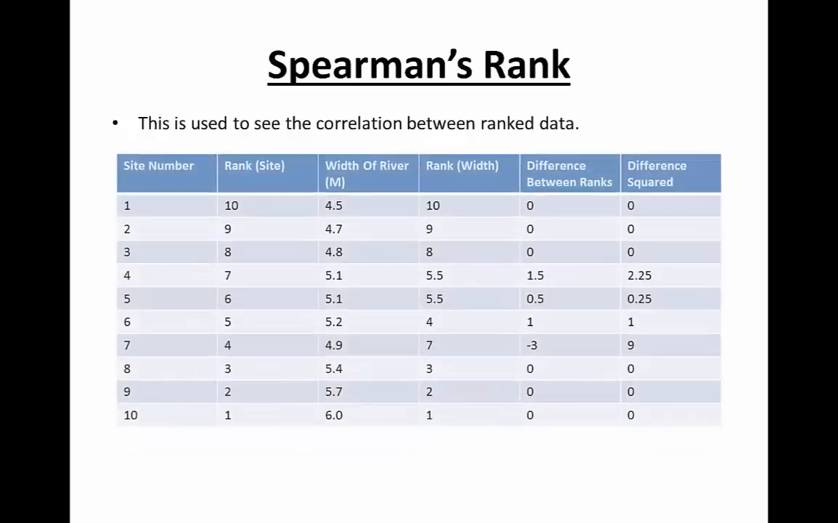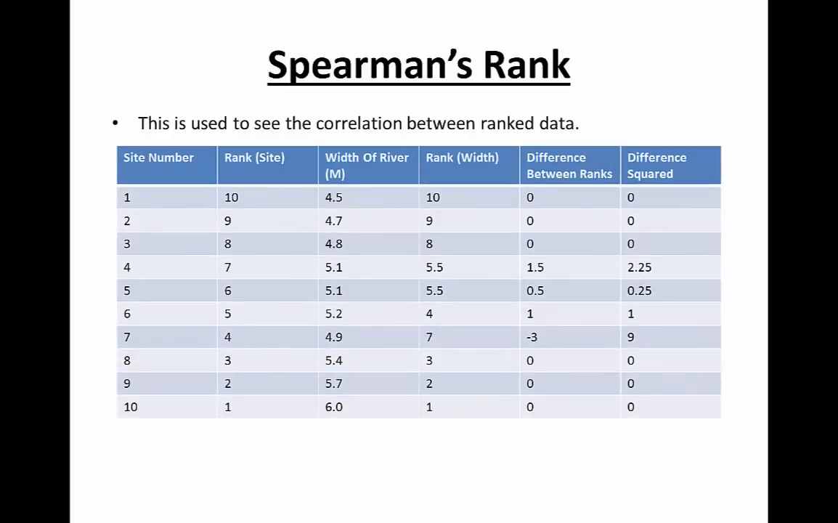Now we're going to look at Spearman's rank. Spearman's rank is used to see the correlation between ranked data. So here's an example of how we're going to use Spearman's rank. We're going to look at the correlation between the site number and the width of a river. So we've ranked our site numbers, but we always have to take the largest value in Spearman's rank and rank that as number 1. Here we take site number 10 and give that number 1 and work our way down. So the largest value here, which is site 10, we give the rank number 1.